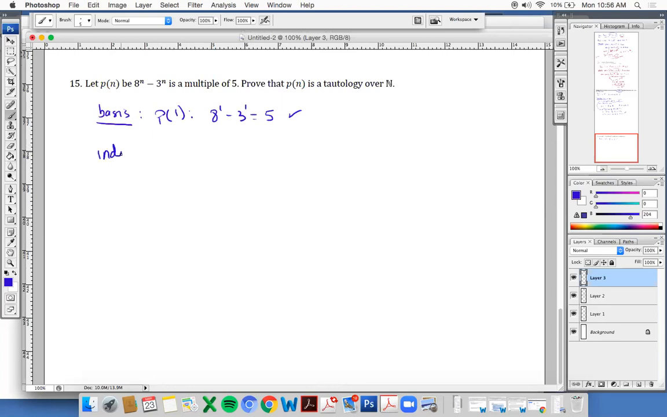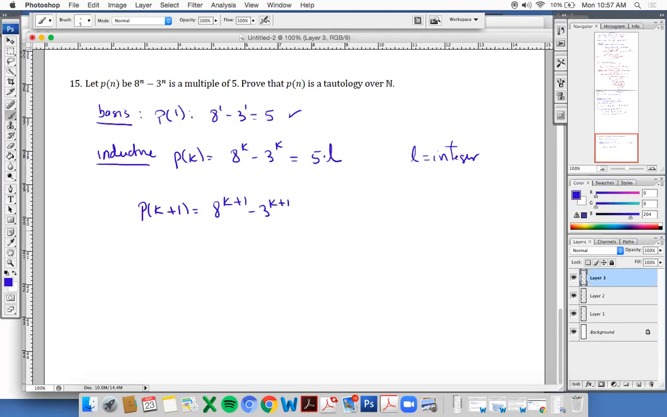Now the inductive step. We're going to write P(k), so that's 8^k minus 3^k. Because that's divisible by 5, we're going to write it as 5l, where l is an integer. With that, we need to prove P(k+1). So P(k+1) is going to be 8^(k+1) minus 3^(k+1). We need to figure out if this is divisible by 5. So we want to end up with, can I write this as 5 times an integer?